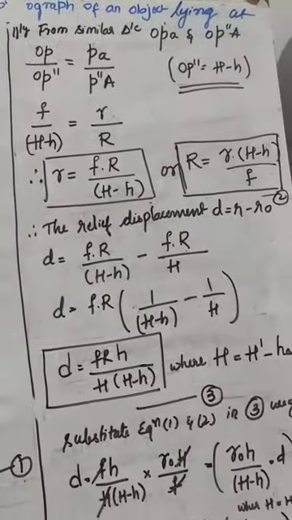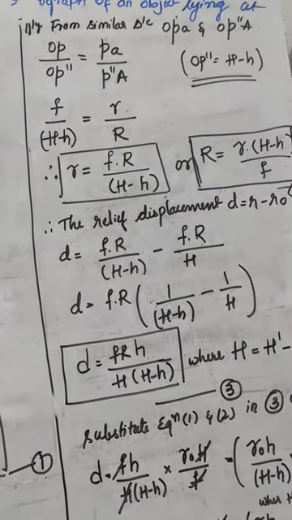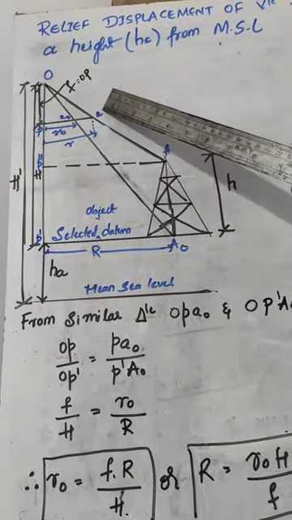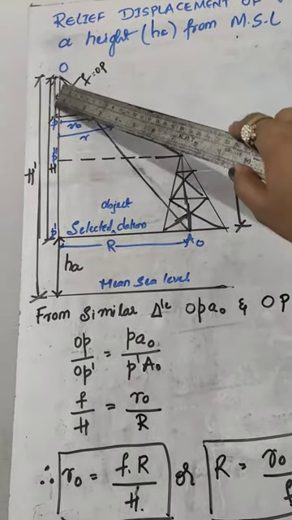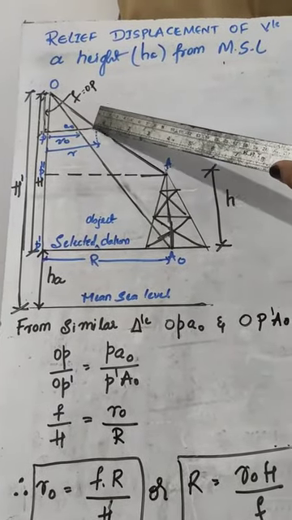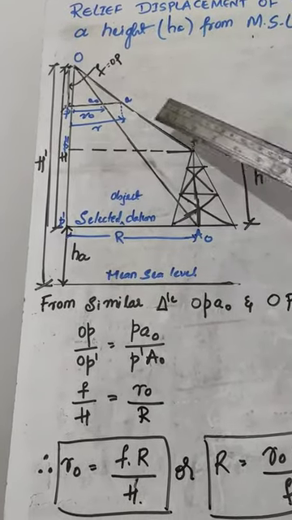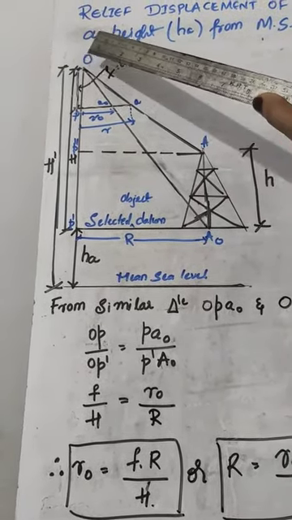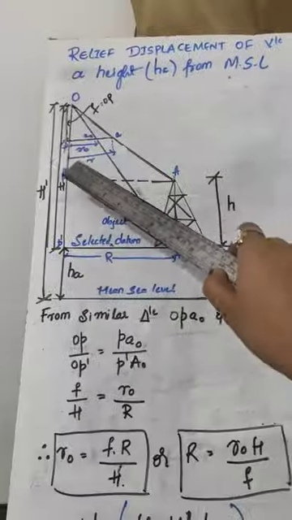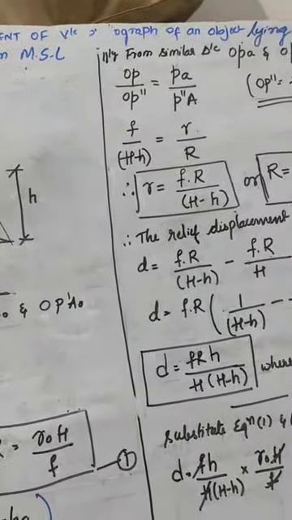Okay, next, in a similar way we take the similar triangles OPA and OP''A, this triangle, the full one, and then OP''A, this triangle. We write OP by OP'', then PA divided by P''A.